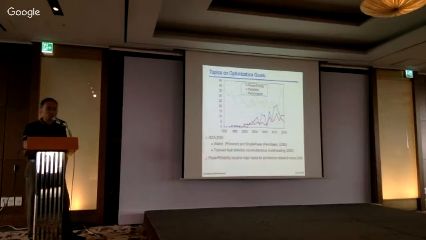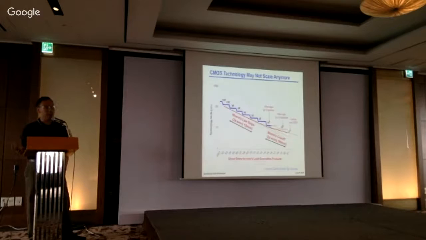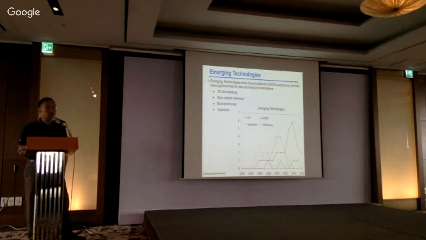But like what we learned early this morning, okay, CMOS technology may not scale anymore, right? So one of the interesting trends is looking at emerging technology. If you look at those topics in the last 15 years, you can see that in our architecture community, in ISCA in particular, we have seen these emerging technology topics like 3D die stacking, non-volatile memory, photonics, quantum computing, and so on. Right? So these were not in the proceedings at all before 2004.